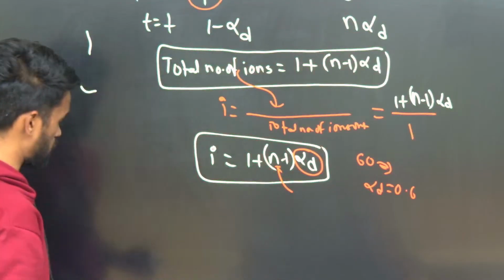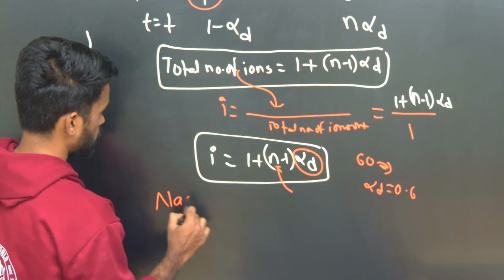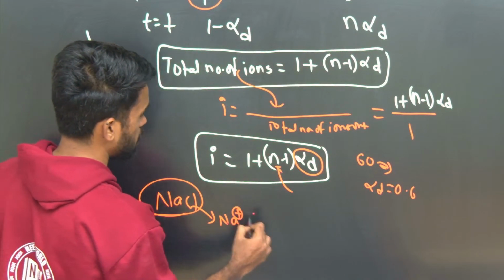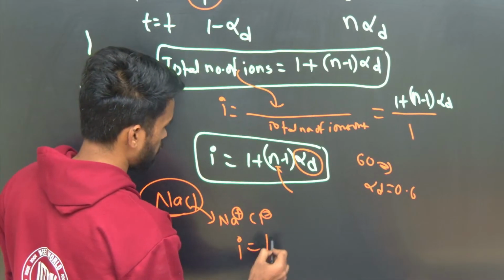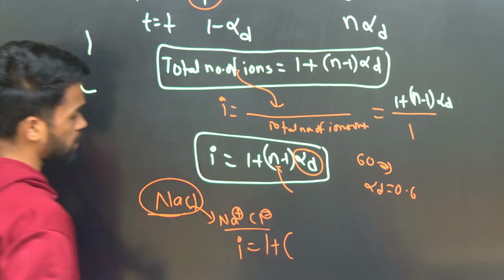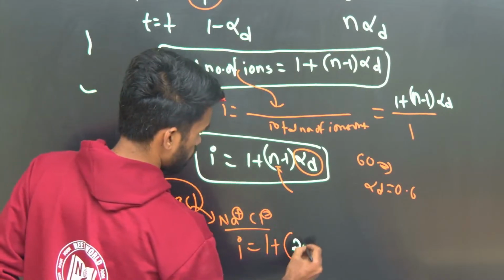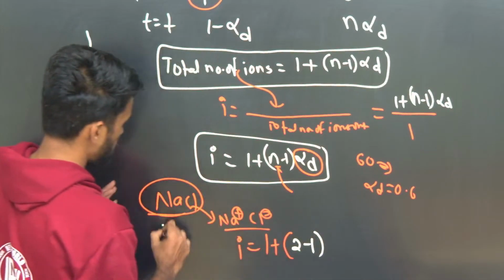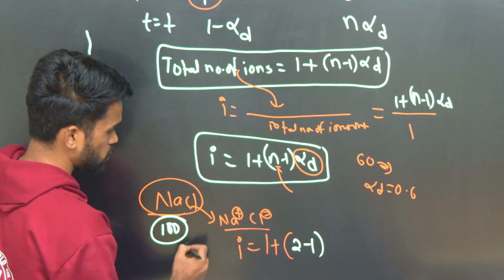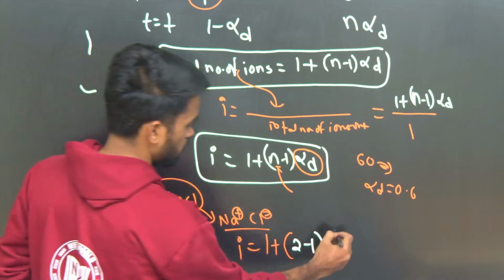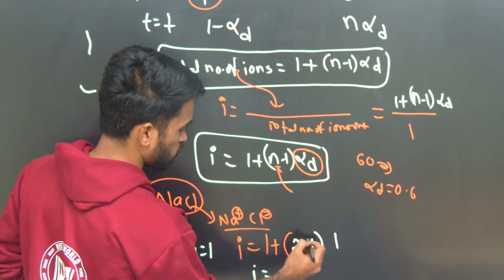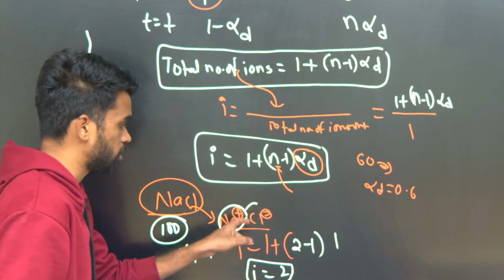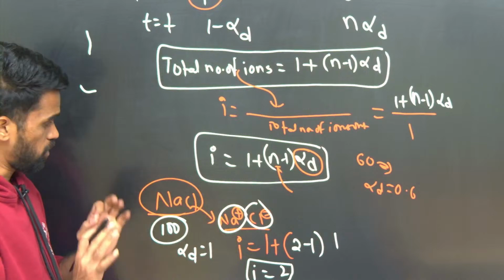First of all, let me give you clarity using NaCl. NaCl after dissociation will give two particles, Na plus and Cl minus. So the i value will be 1 plus, how many particles have we got? 2 now. So 2 minus 1, and I am saying 100% dissociation. If it is 100% dissociation, you take alpha d as 1, that's it. So i will be 1 plus 1, so the i value will be 2. So why is it 2? There are two particles formed here, that's it. Is this clear or not? I hope it is clear.